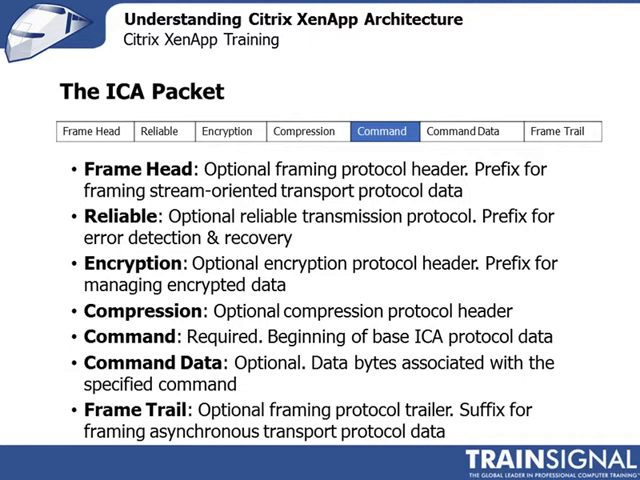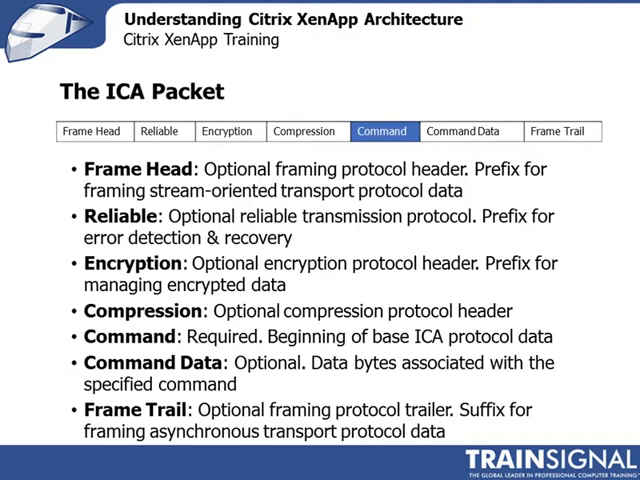So that is the bulk, the essence of what's going to be transported with the ICA. Now, obviously, it's optional, because you have to put something in there in order to transmit it. Then you have the frame trail. That's an optional framing protocol trail. It's the suffix, the completion of the frame head, if I can call it, for any frame asynchronous transport protocol data. So this is what constitutes the ICA packet.